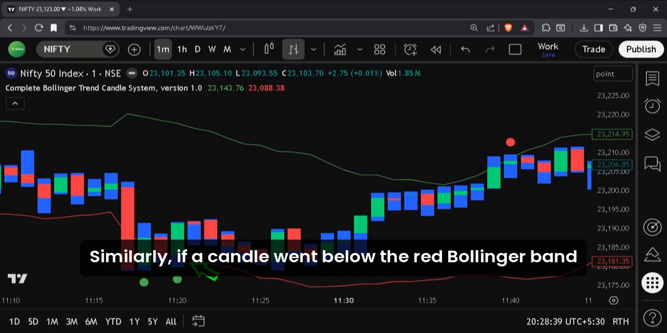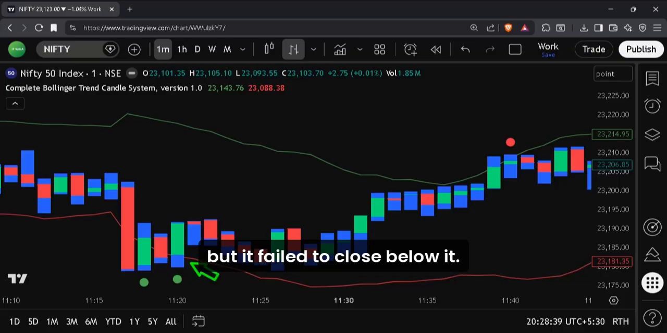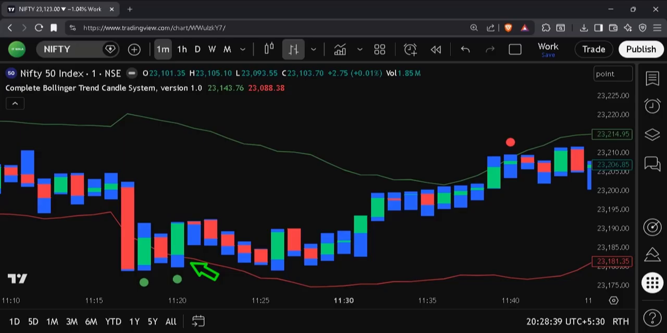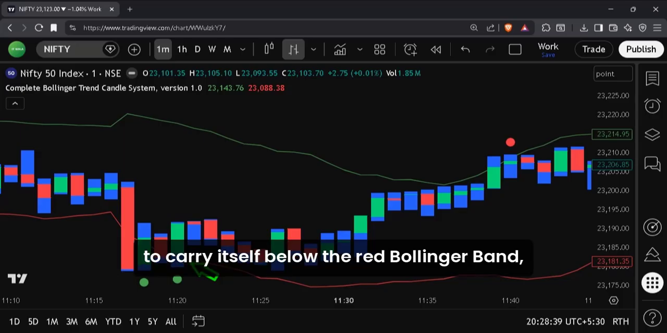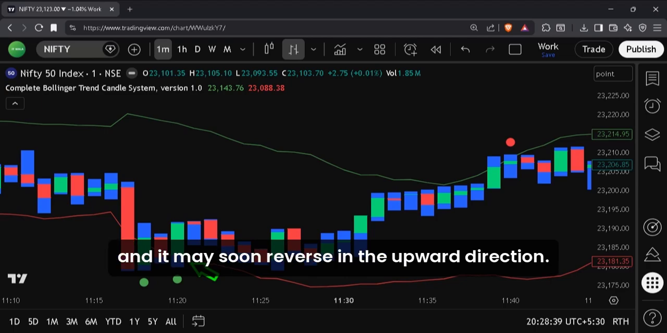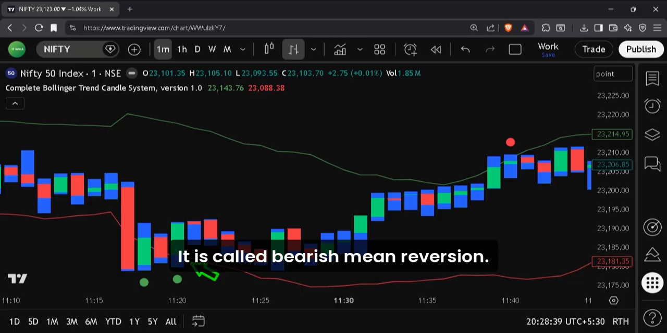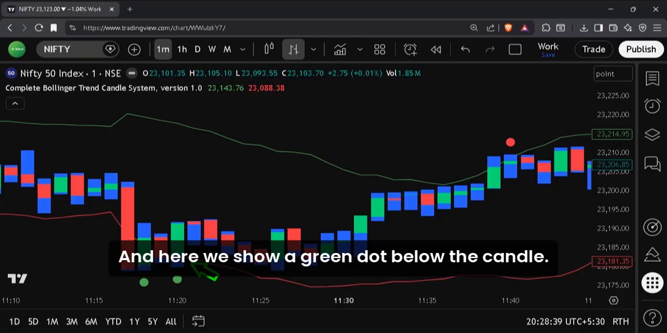Similarly, if a candle went below the red Bollinger Band, but it failed to close below it, that means the price does not have the strength to carry itself below the red Bollinger Band, and it may soon reverse in the upward direction. It is called bearish mean reversion. And here we show a green dot below the candle.